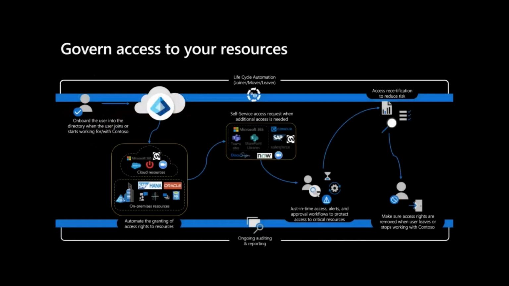And then even if they've been granted access when they join the company, invariably things will change. Access will need to be removed and additional access may need to be added. So there are also self-service capabilities that we offer for users to make access requests themselves when additional access is needed. But then we also have automation for administrators to be able to automate the granting and removal of access.